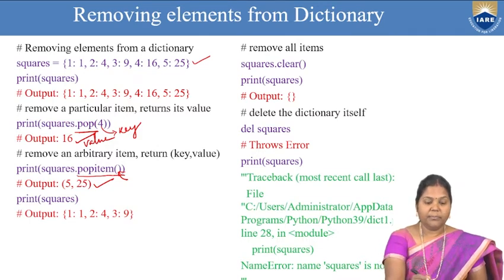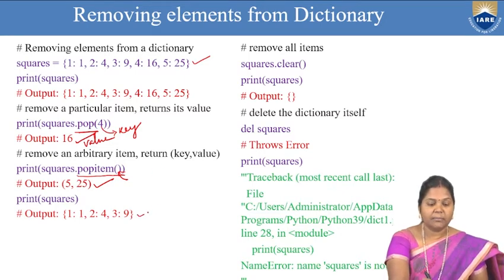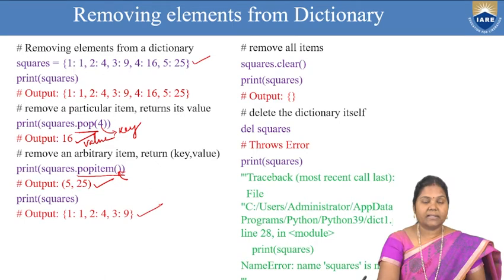Okay. Now if you print the squares, we have already popped or removed 2 items. So 4:16 using the pop method, and popitem has retrieved the key value pair 5, 25. So the remaining 3 key value pairs are there in the dictionary. Okay. So hope it is understood what is the difference between pop and popitem.